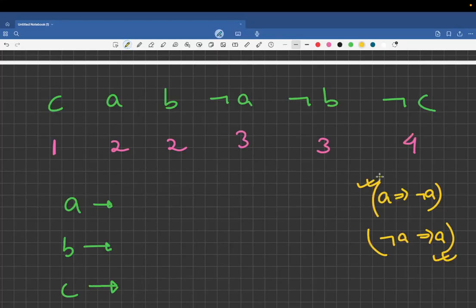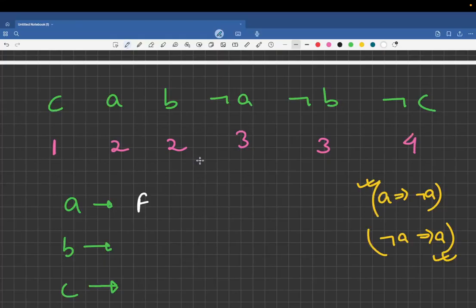So just to be on the safer side, for this case, if this case was there, what I would have assigned A? I would have assigned A as false, right? So just for being on the safer side, I will assign the variable A as false.